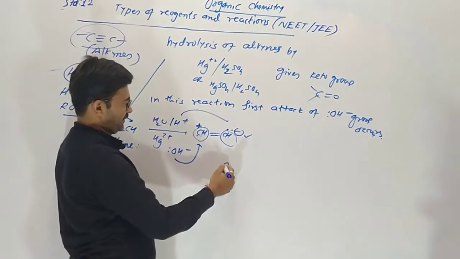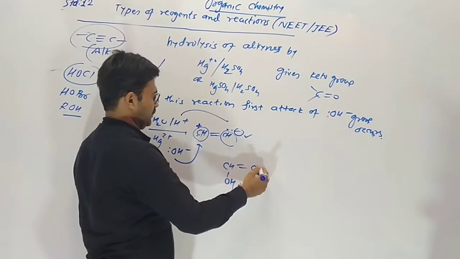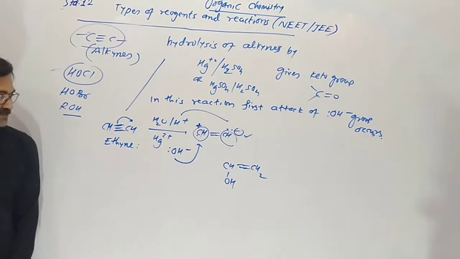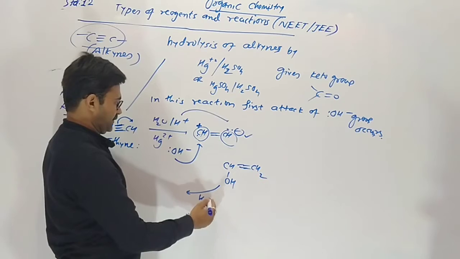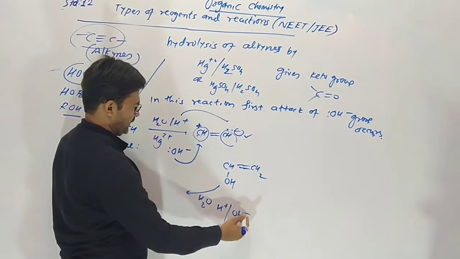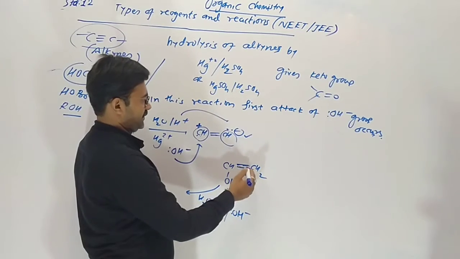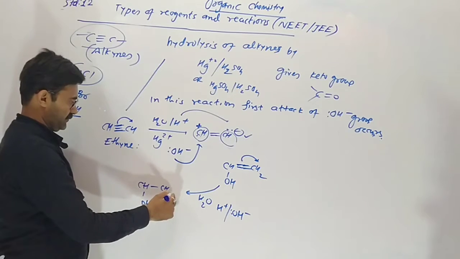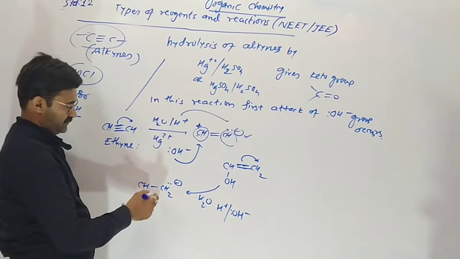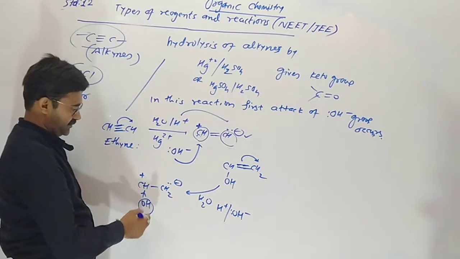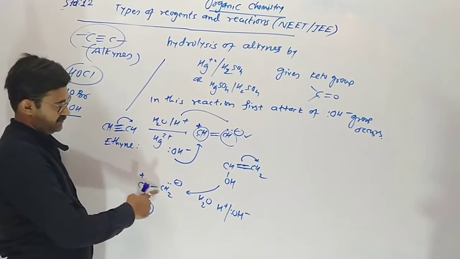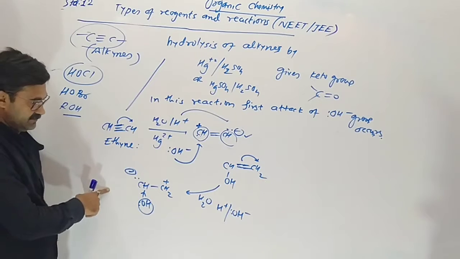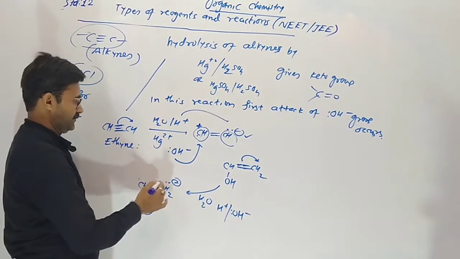Then H plus comes here. So CHOH double bond CH2. It gives vinyl alcohol. Then once again it reacts with water, H plus and OH minus. These two electrons move here. Why? Reason for that, this carbon having OH group, which is a donor, is more stable. If electrons move here, it would be unstable. So these two electrons move here.